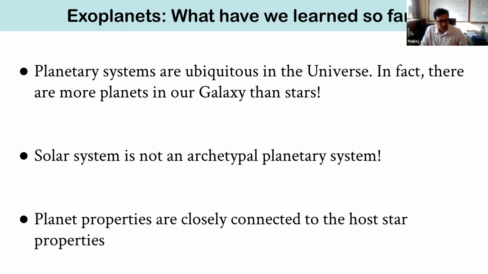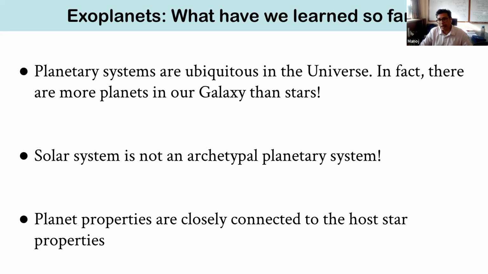The second point that we have learned is that the solar system is not an archetypal planetary system. The planetary systems that we have detected so far do not look anything like the solar system. And as I cautioned you in the beginning, there's a lot of selection effect here, and it's not very clear whether what we see is the real distribution out there in the universe, or just a selection effect because of our technique, technology, sensitivity, and various other factors. But what we know for sure is that planetary systems don't look like our solar system.